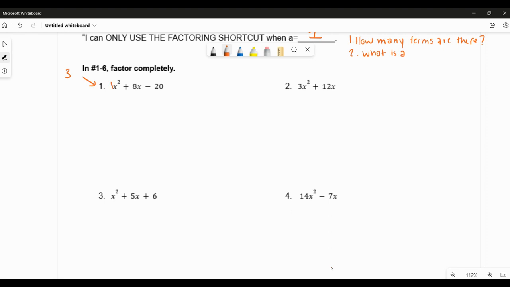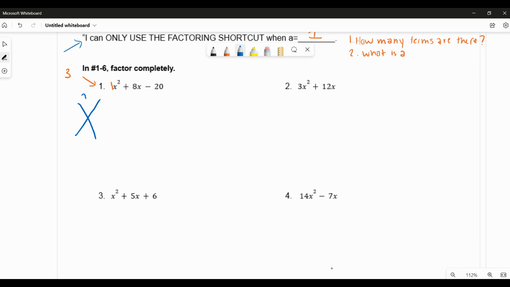A here is 1. And that should make you smile, students, because when A is 1, we can use the shortcut method. As we were discussing right up here, when A is 1, we can use the shortcut method. So let's draw our magic X.